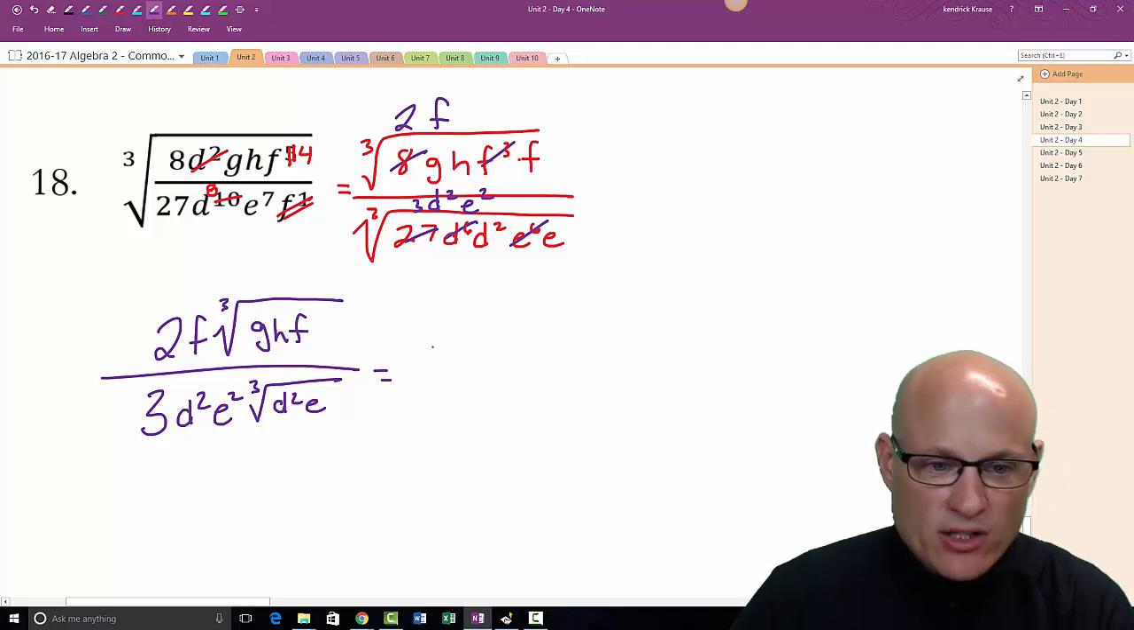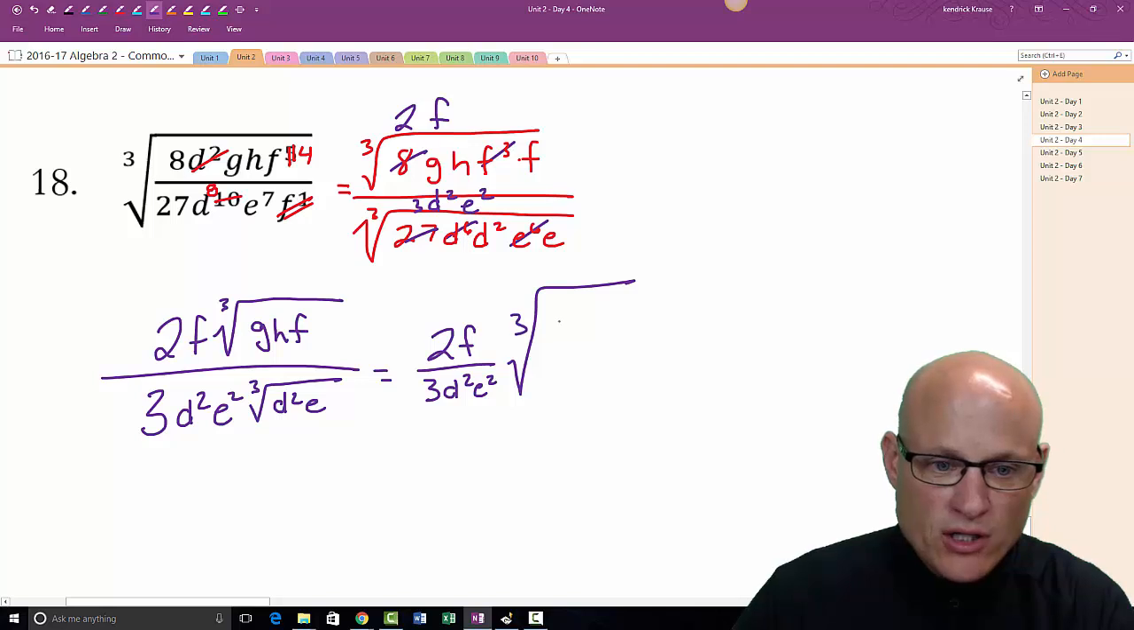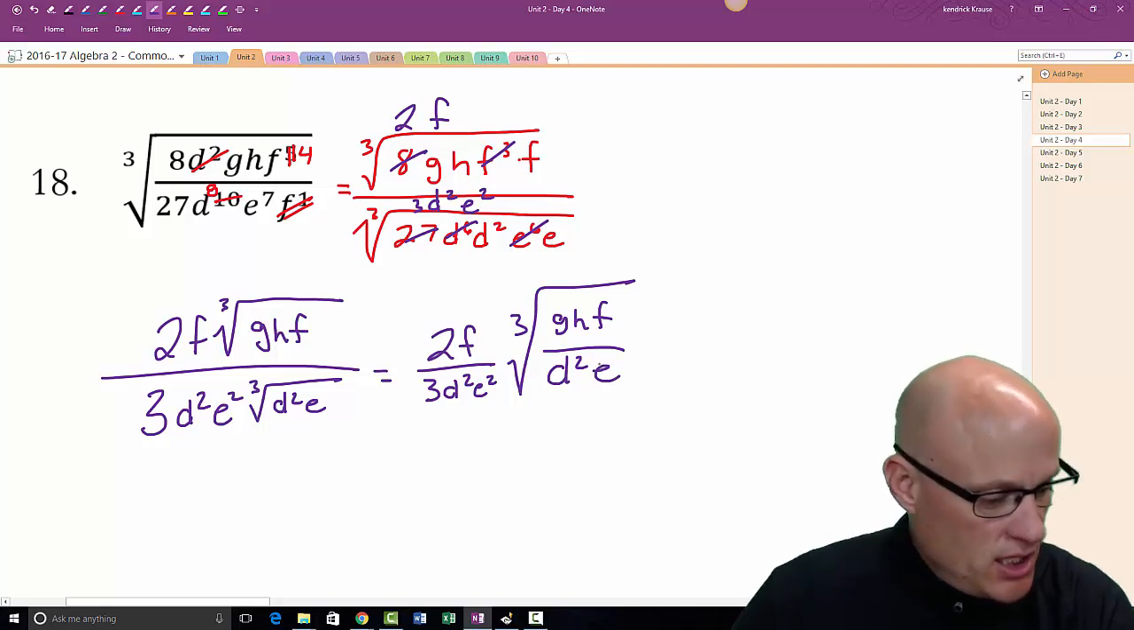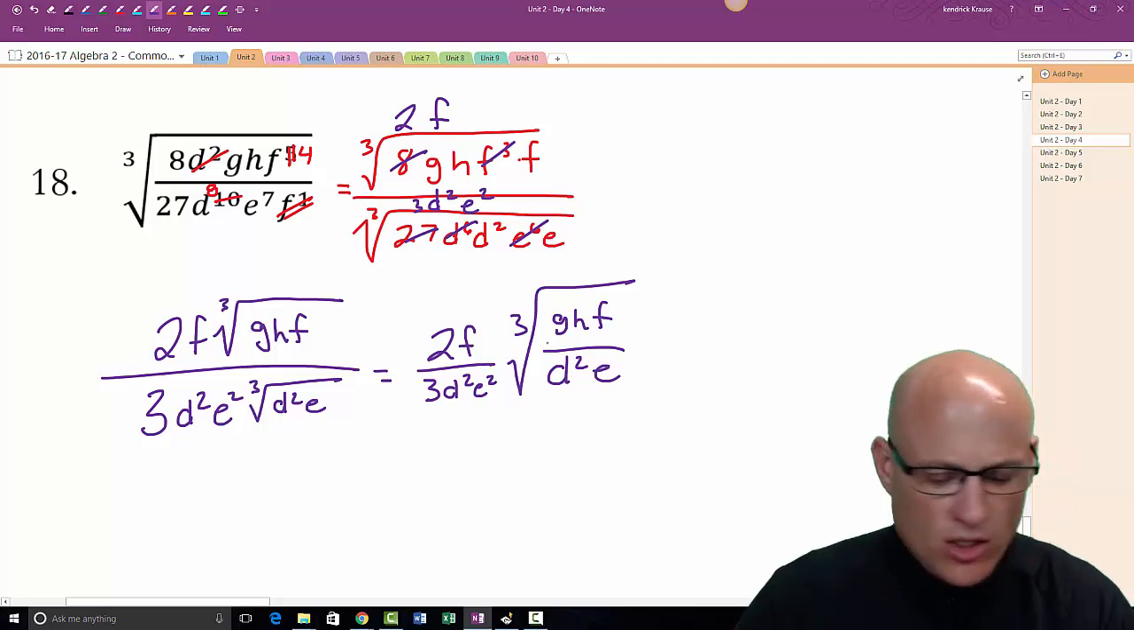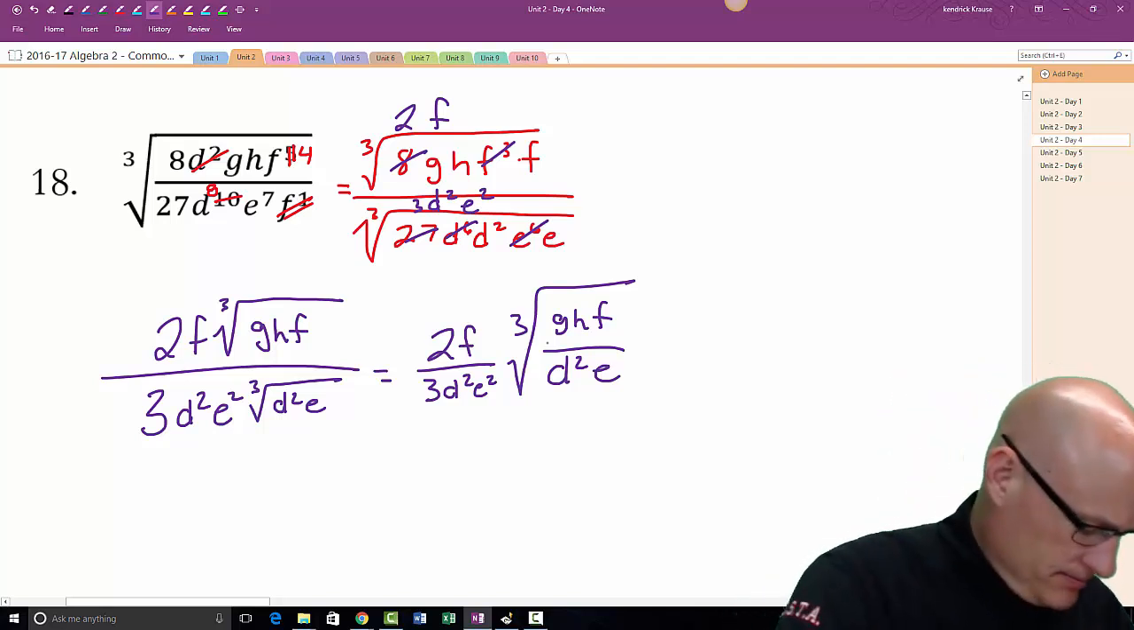Now, if you really want to make that look nicer, it's 2f over 3d squared e squared cube roots of GHF over d squared e. That's what I like to call a really annoying problem.